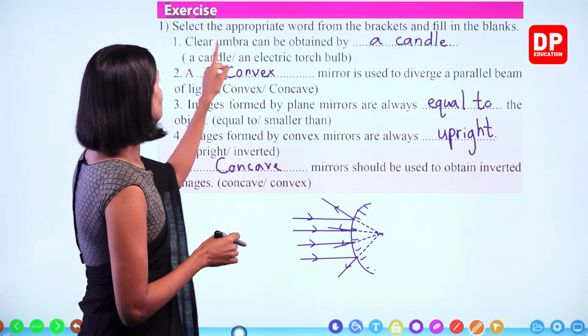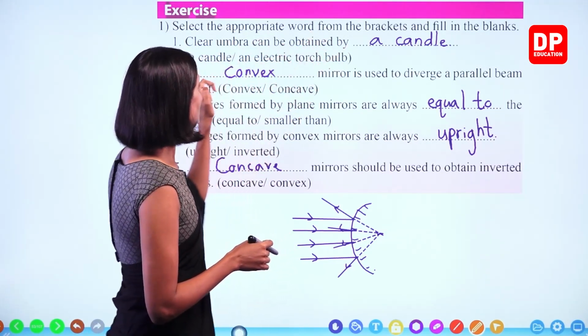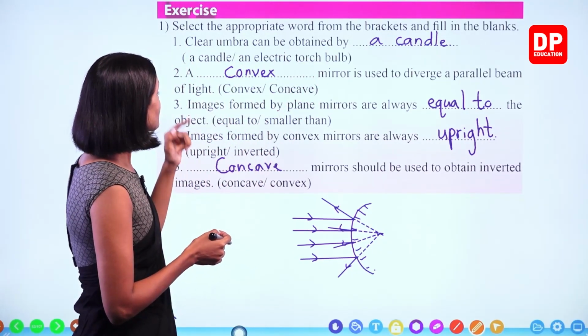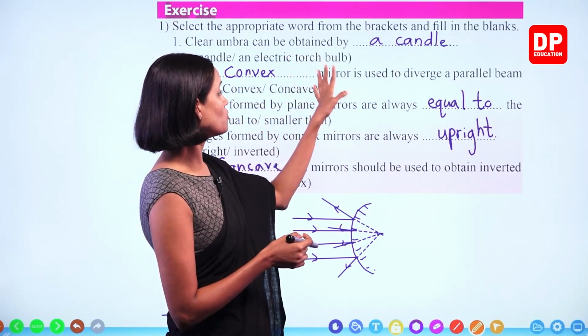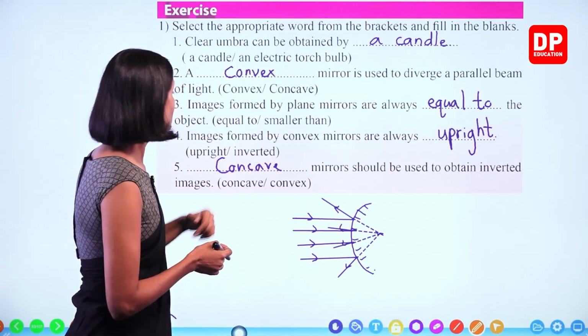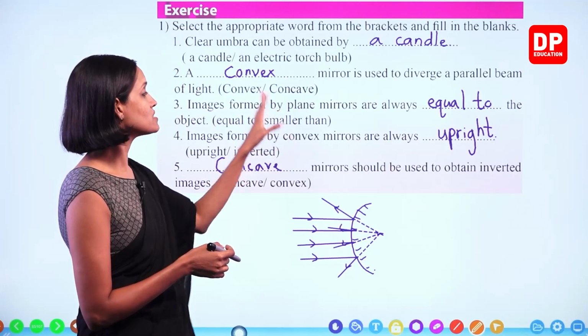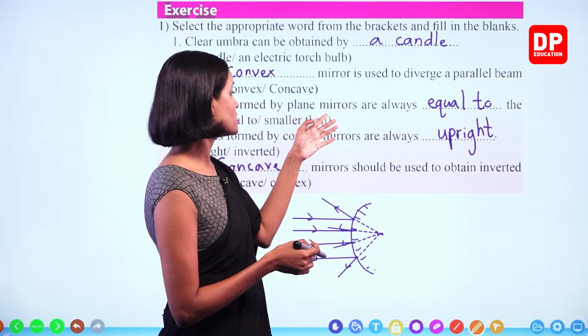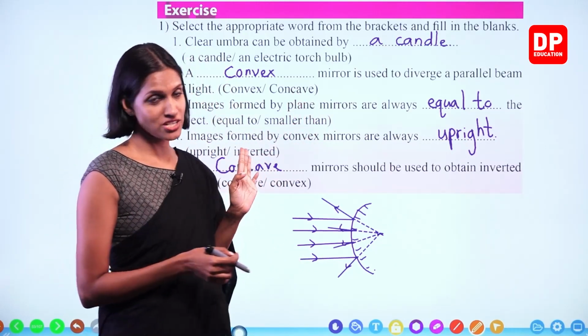Right? Clear umbra can be obtained by a candle. A convex mirror is used to diverge a parallel beam of light. Images formed by plane mirrors are always equal to the object. Images formed by convex mirrors are always upright. Concave mirrors should be used to obtain inverted images, right?